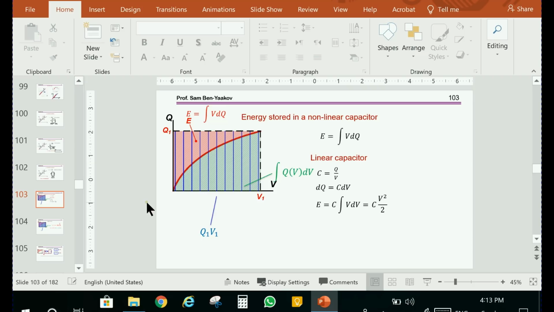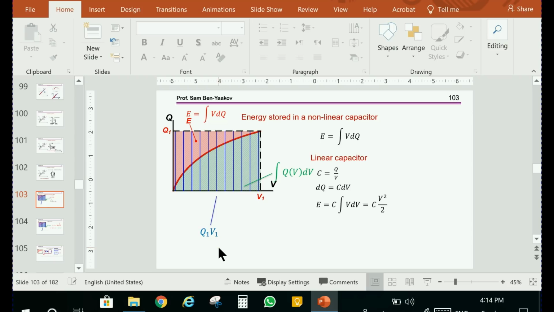Well, if we have the Q curve, which is, as I said, the most important information on nonlinear capacitors, we can locate the energy stored in it. And as it turns out, this here is the area. The area here is the energy stored in the capacitor. This is this integral, V dQ.